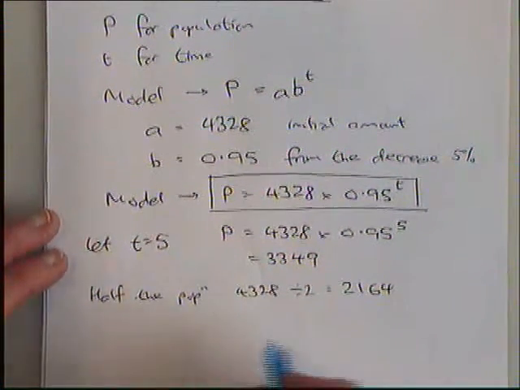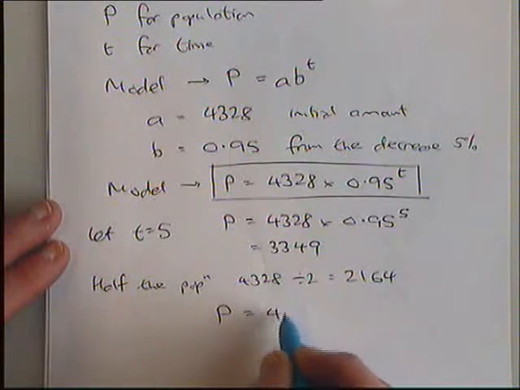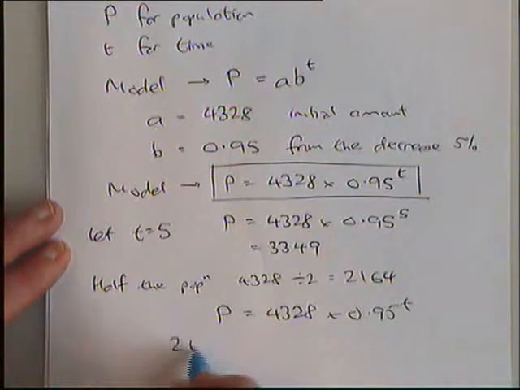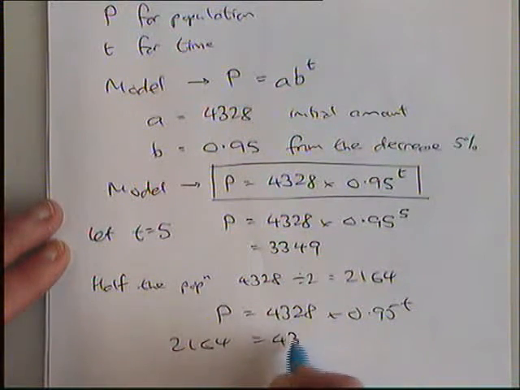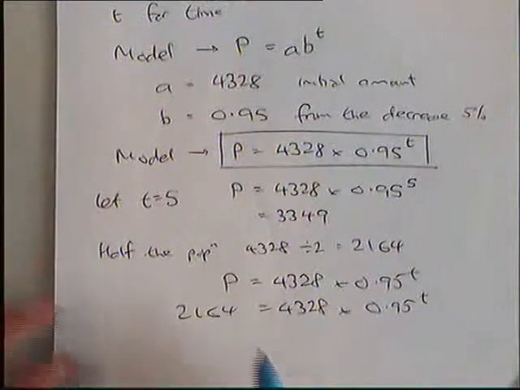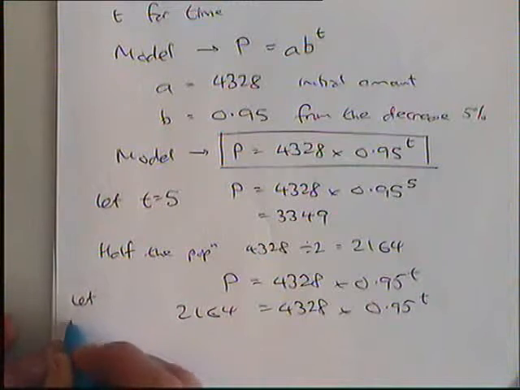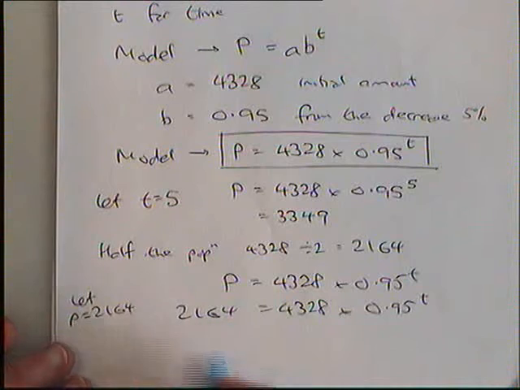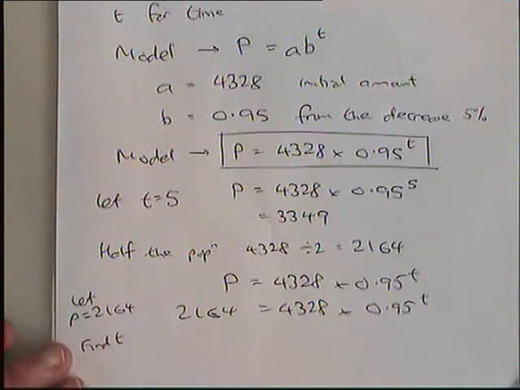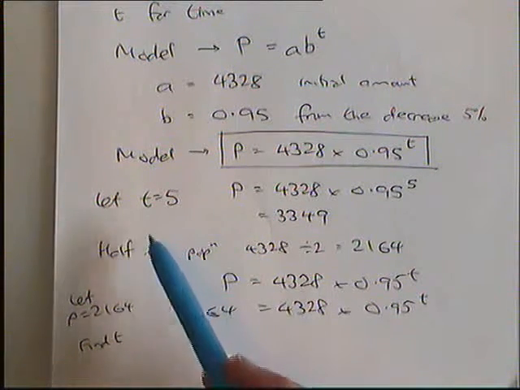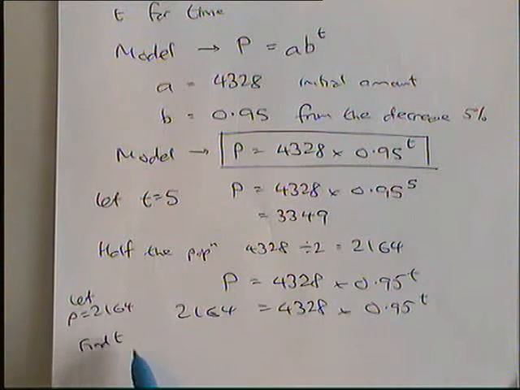We're getting close, okay? I'm just going to write down this model again that we've got: 2,164 equals 4,328 times 0.95 to the power of T. Yeah, that's correct. What we have done now is let P be the population we're interested in in our model, and what we've now got to do is find T. Just like here, we let T equal something and we had to find P. Now we're letting P equal something and we've got to find out what T is.